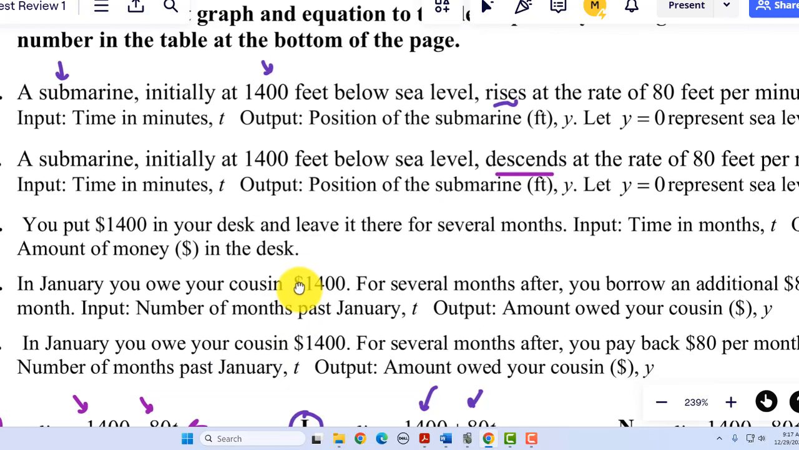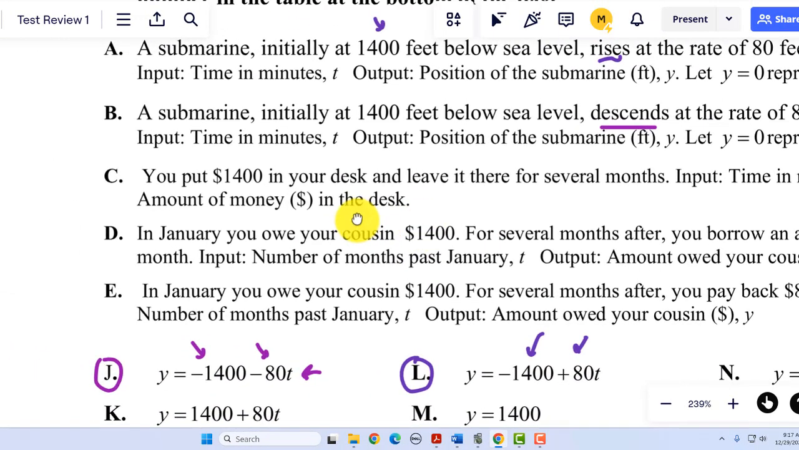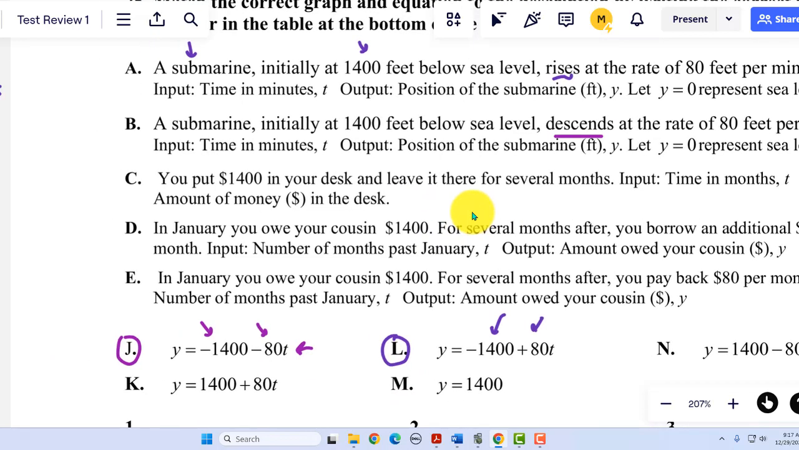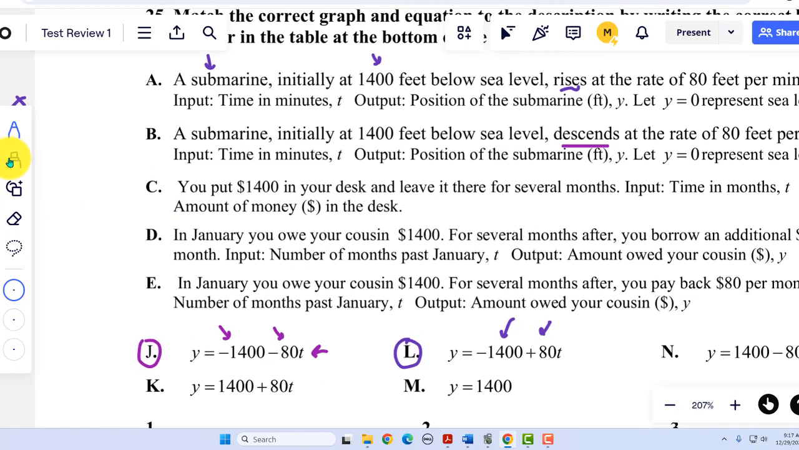What else do we have here? Letter C. All right, you put 1,400 in your desk and you leave it for several months. All right, so I'm trying to just think about what happens here, right? Here's my graph. This is time. And this is the amount of money in desk. So if I put 1,400 in it, all right, this would be 0, so 1,400 could be somewhere up here, right? So I put 1,400 in my desk and I leave it and nothing happens.